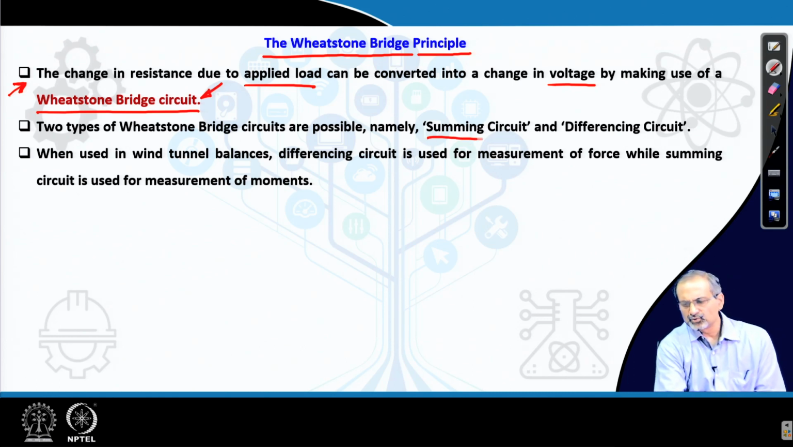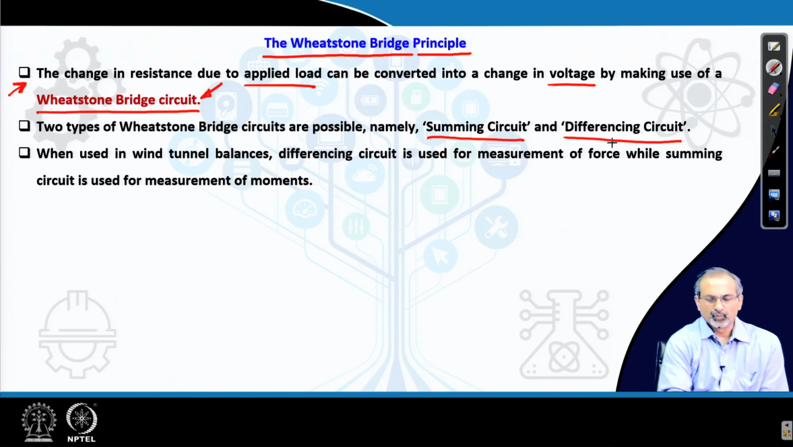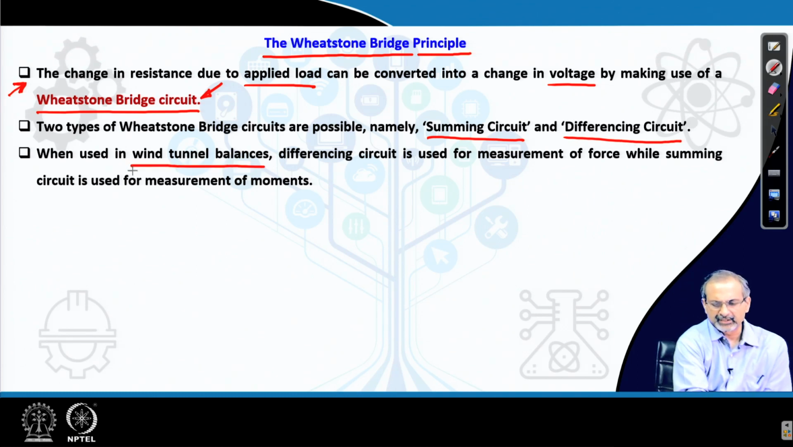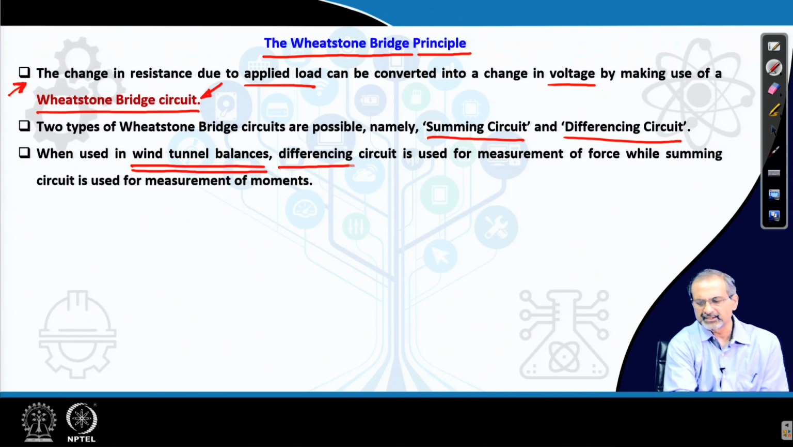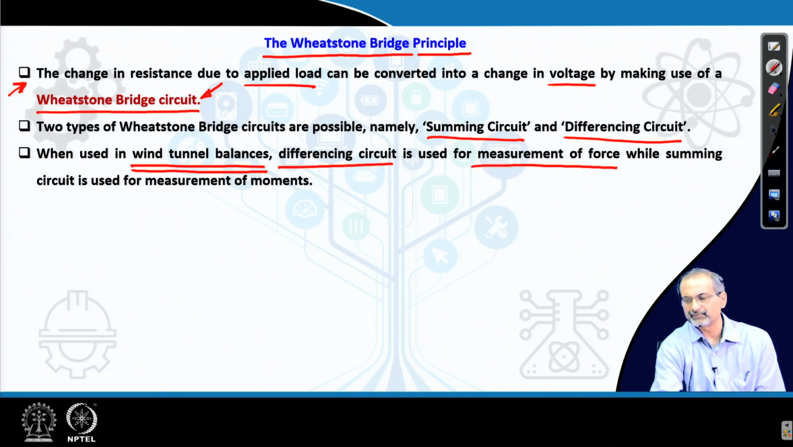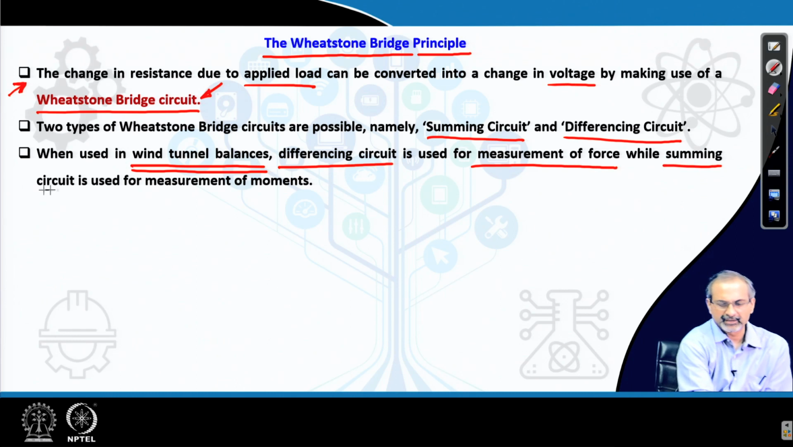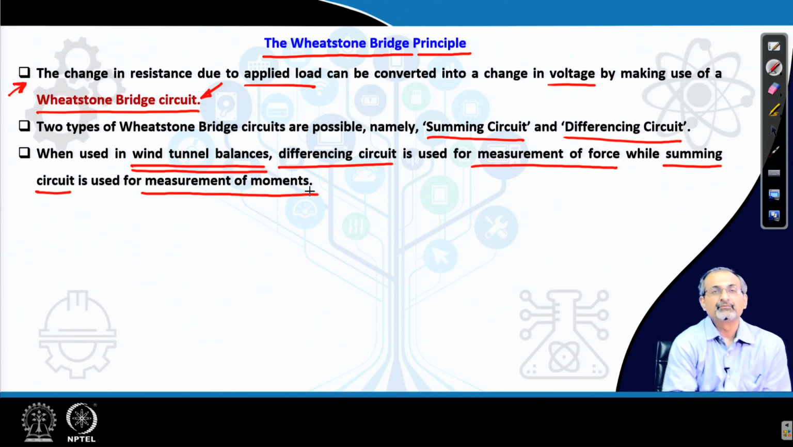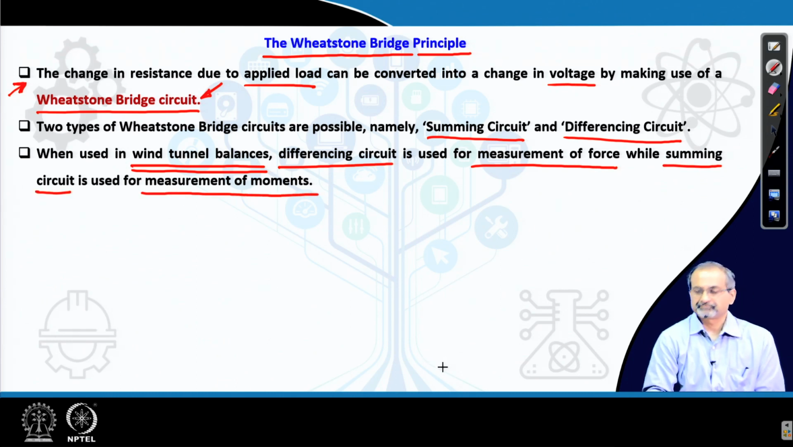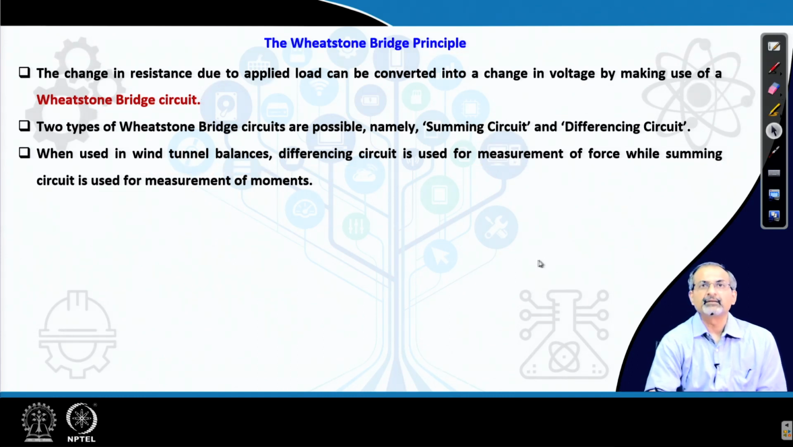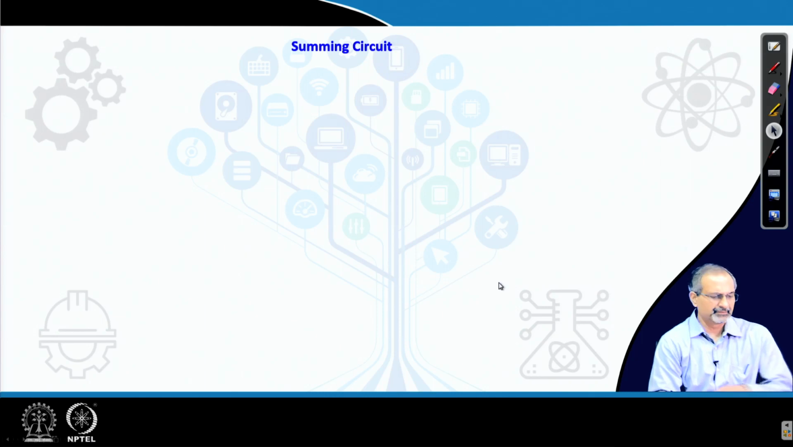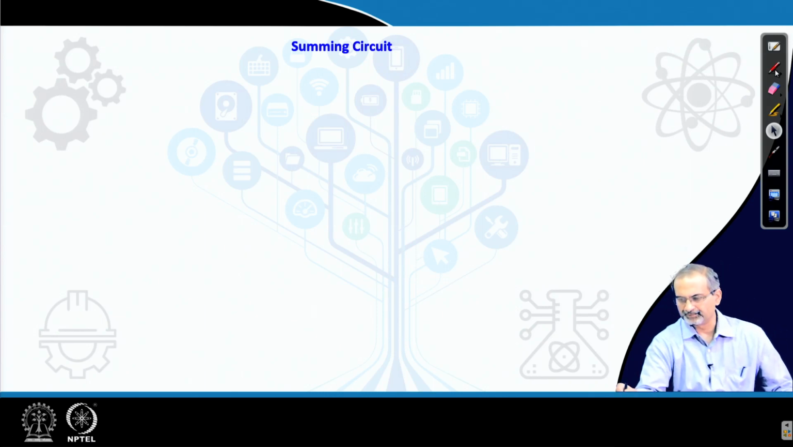We mainly use 2 kinds of circuits, summing and differencing kinds. When we look at applications in wind tunnel balances, the differencing kind is used for measurement of force, while the summing kind of circuit is for measurement of moments. We will learn more about them in upcoming lectures, but let us have a quick look at the circuit for a summing case.